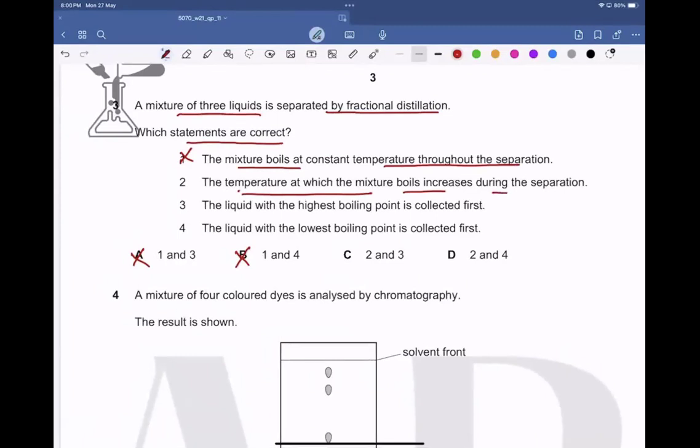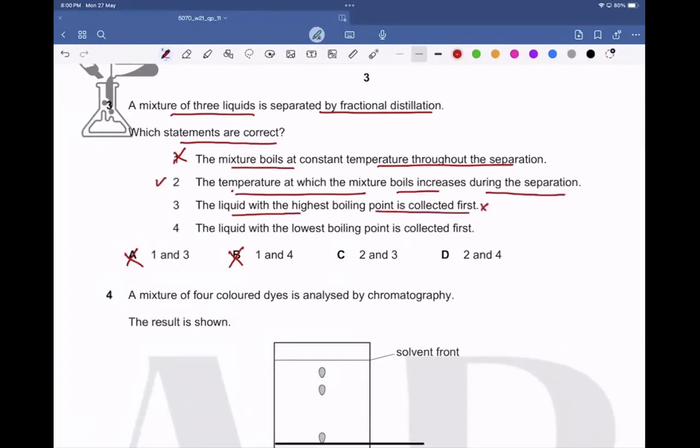3: The liquid with the highest boiling point is collected first. No, not at all. The liquid with the highest boiling point is going to be collected last, right? So 3 goes wrong, and here it's 3, so C goes wrong as well. So D is our correct answer. Yes, very good, Kamar, Khatija, and Rahim.